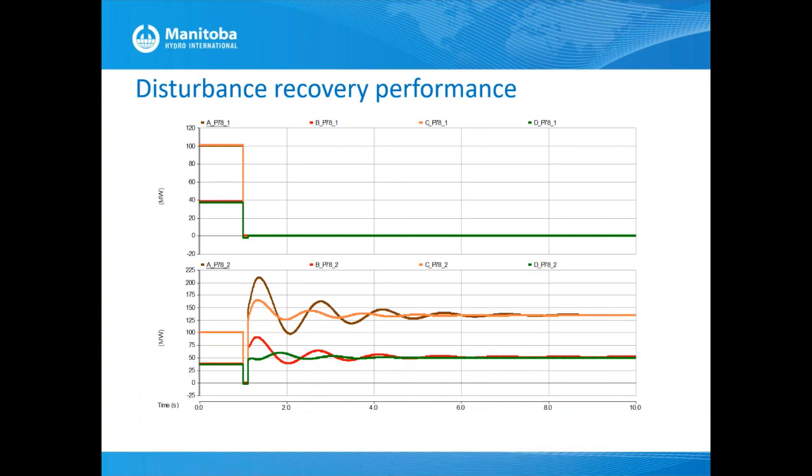But going back to the question again, the OMIB, or one machine to infinite bus system, is only used to identify the frequency lag characteristics of a unit, so that we can compensate that part. I hope I answered adequately.